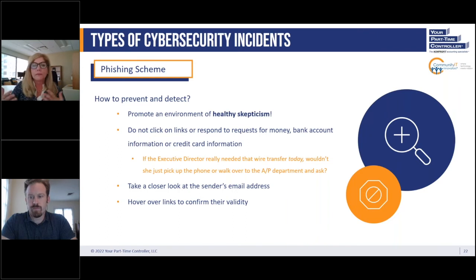And if you're doing a wire, create a wire template for vendors with recurring invoices. And again, any change to that wire template needs to be reviewed and verified by the CFO. And of course, limit the use of domestic wires anyway. If you're processing all of your payments through a bill pay system, you're going to have that extra prevention and also detection.